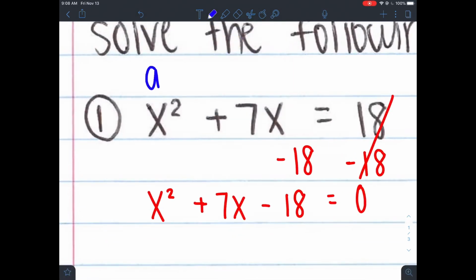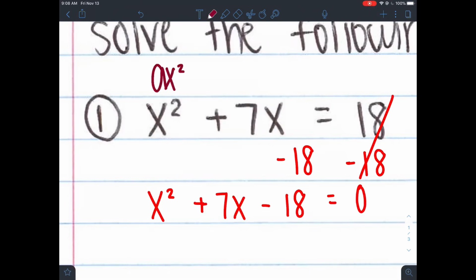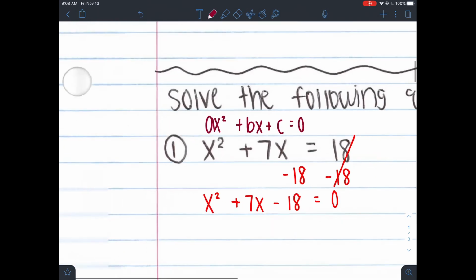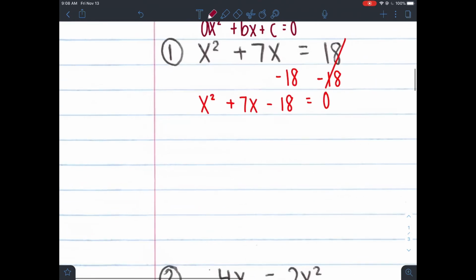So I want ax squared, let's do a different color actually. Ax squared plus bx plus c equals 0. That's basically the format we want here. We want all of our stuff on the left side, if possible, and then 0 on one side. So you want one side equal to 0. And again, your left side can equal 0 as well. It doesn't have to be the right side.